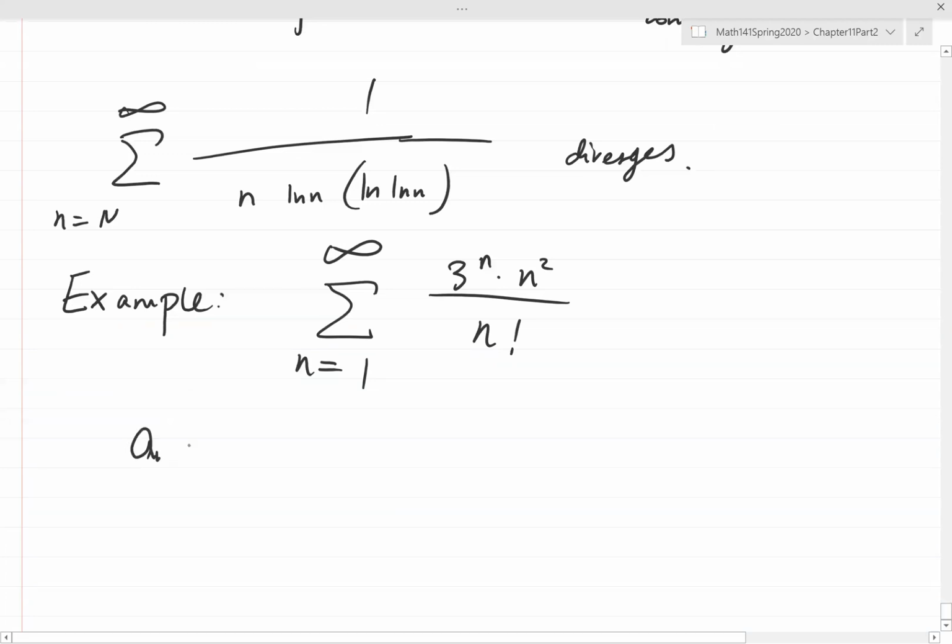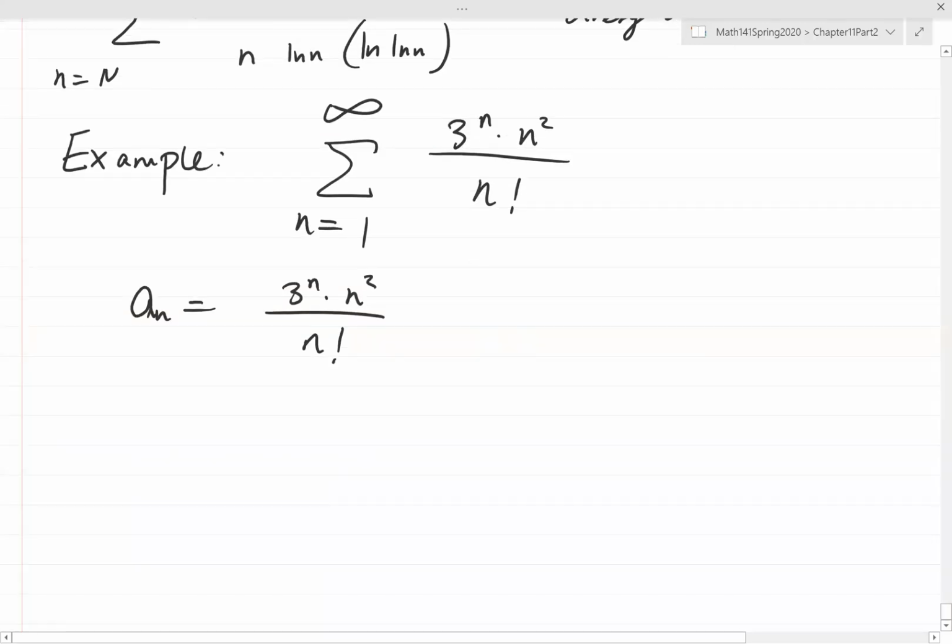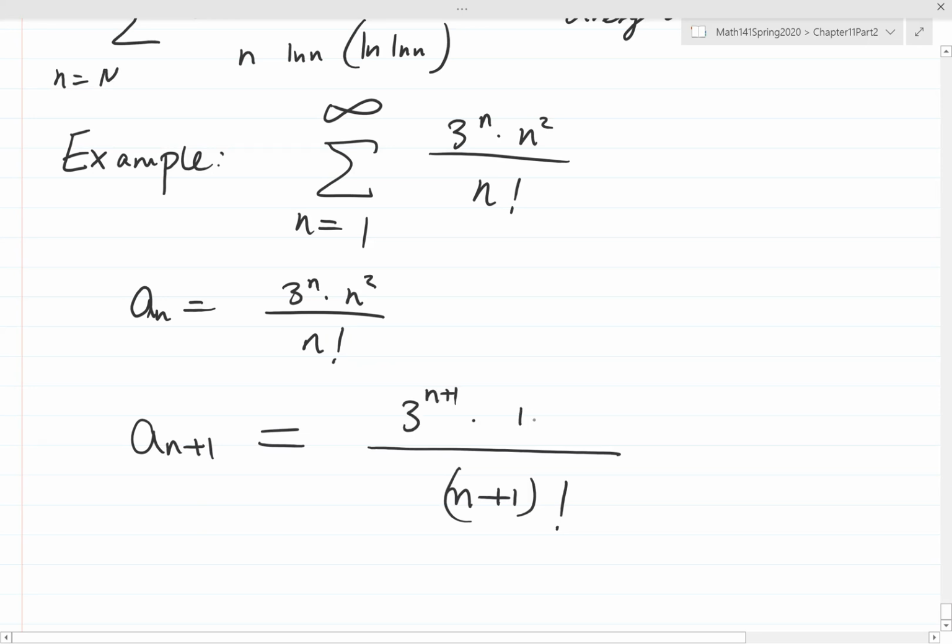So a_n, the general term, is 3 to the power n times n squared over n factorial. And then we find the next term, a_(n+1). So we replace n by n plus 1. 3 to the power n becomes 3 to the power n plus 1, multiplied by n plus 1 squared.